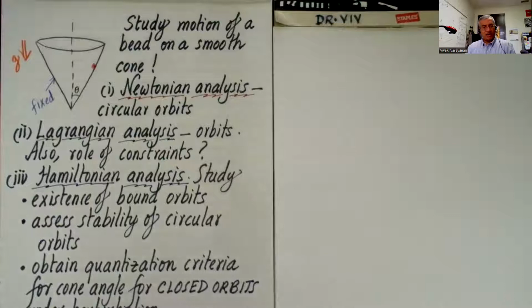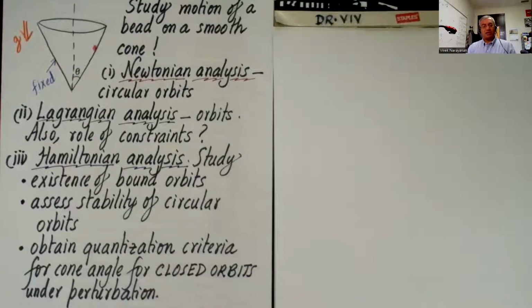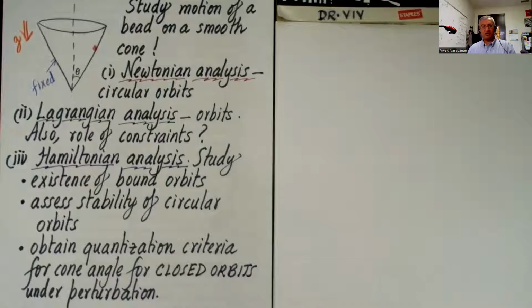Finally, we'll move on to Hamiltonian analysis. We'll study the problem. The great advantage of Hamiltonian analysis is it provides existence theorems on bound orbits. So that's what we'll see. Then we'll show how to assess stability. You can show the stability for any bound orbit, but I'm going to show it for circular orbits only. And then obtain a really cute quantization criterion for closed orbits.